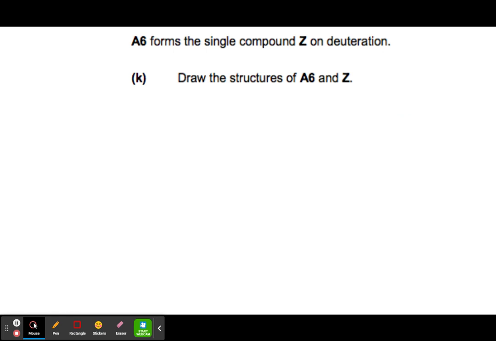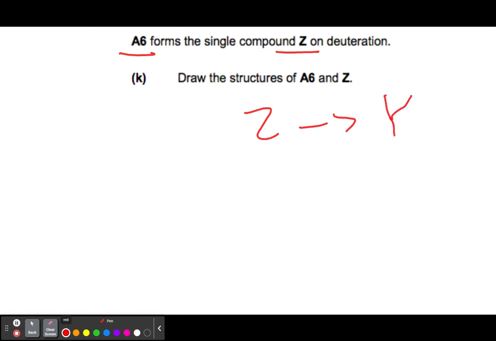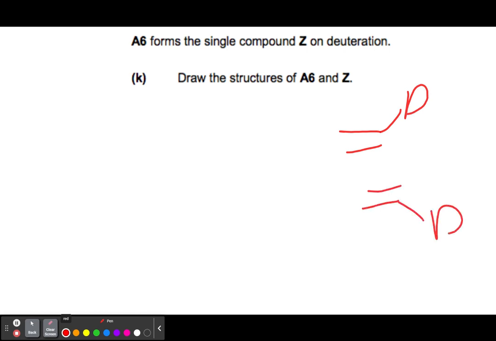Now, we're on K now. Okay, A6. So we've just got 6 and 7 left. A6 forms the single compound Z on deuteration. So we've got 1 to 1. We had previously that 2 structures form the same one, which was Y. But now we have one going to 1. So there's still no stereoisomers. And we need to think about, there's not going to be that possibility of the inversion around the double bond like there was before, because that would mean 2 compounds get the same thing.